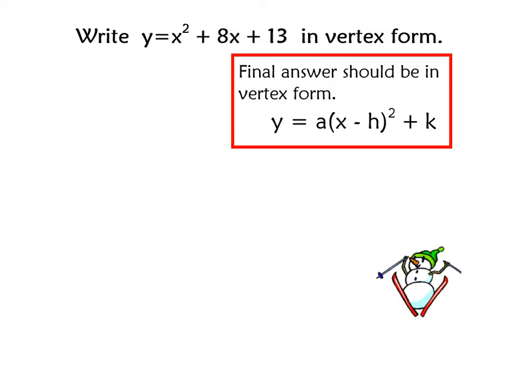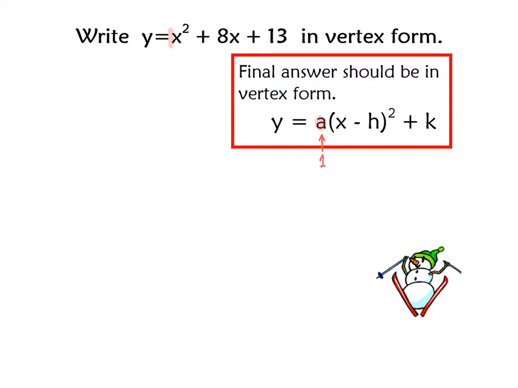So here's our first example. It says write y equals x squared plus 8x plus 13 in vertex form. So again, first thing we can do, we can get our a value. So a is normally right here. There's no number there, so that tells us that our a is just a 1.